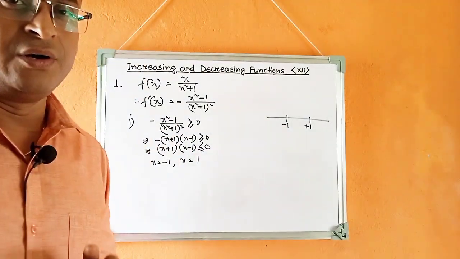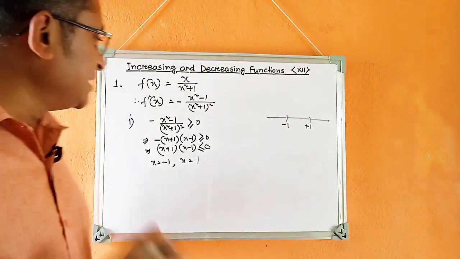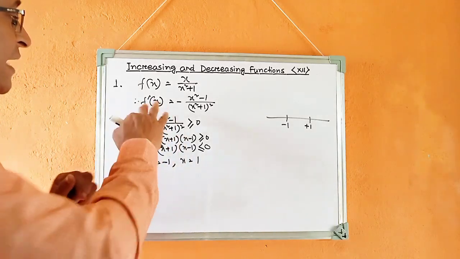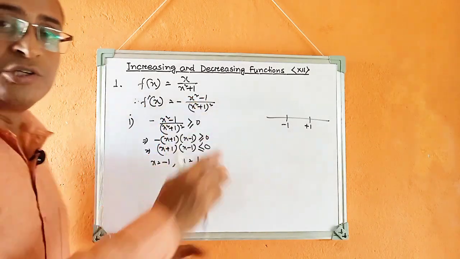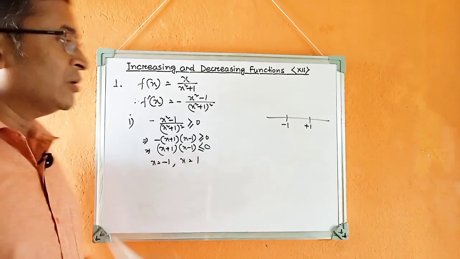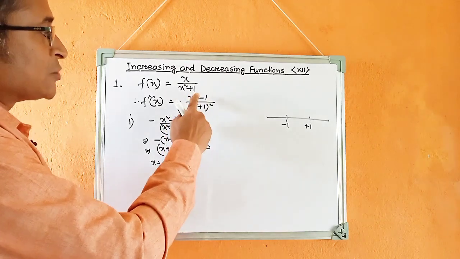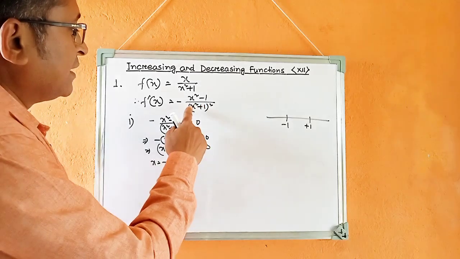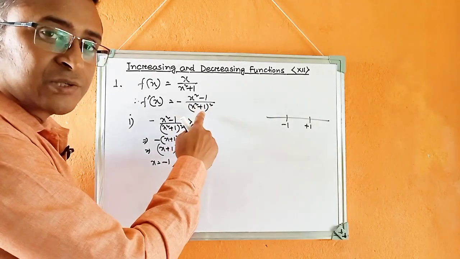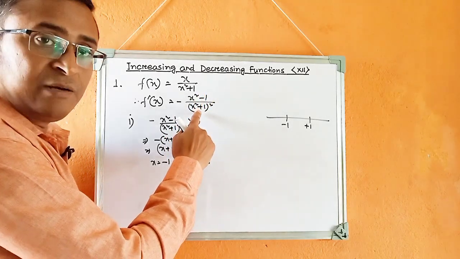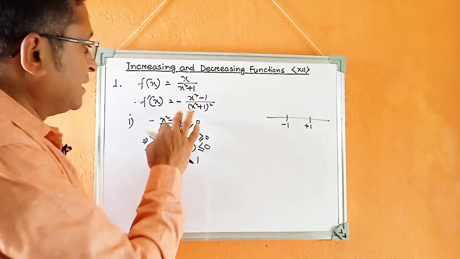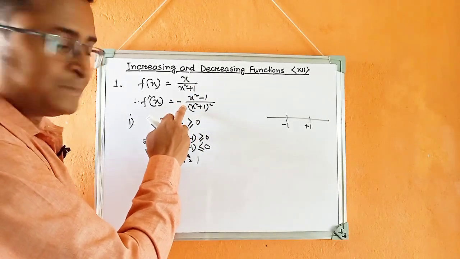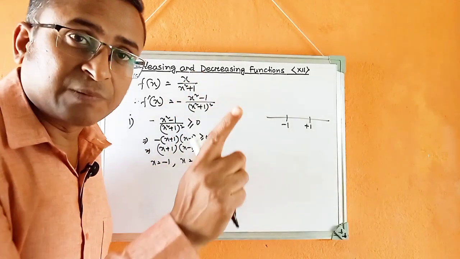Suppose we take 0. Check f dash x, put x equal to 0. Instead of x, we put 0. That means 0 minus 1, that is minus 1, in the numerator, and in the denominator, 0 plus 1, that means plus 1. That means minus 1 divided by plus 1, so we get minus 1. Here is a minus in front of this function, so minus 1 into minus 1, that is plus 1.